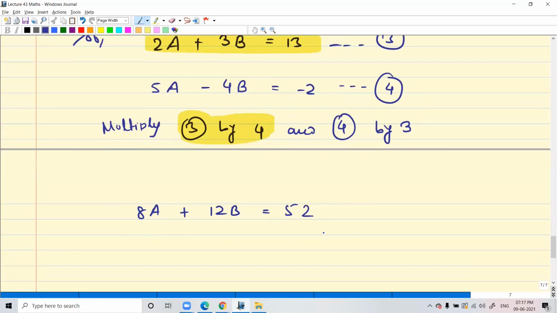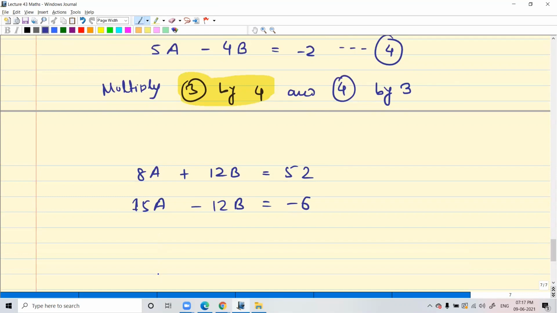52. Okay. Ritesh, tell me, fourth equation, when I multiply by 3, quickly tell me what should I write for that new equation now? 15a minus 12b is equal to minus 6. Okay. Now, what should I do with these two? Should I add them or subtract them? Add, sir. Okay. So in this step itself, I will say multiply third equation by 4 and fourth equation by 3 and add.